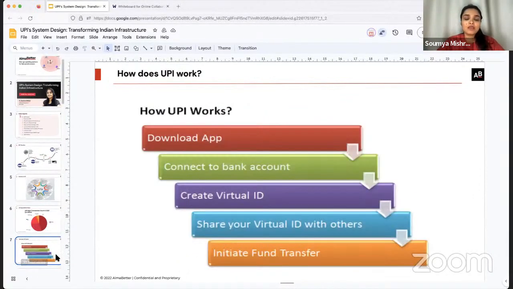Now, how UPI works. I'll briefly go through this. We will quickly cover this point because this isn't anything new. You guys have already done the transfer. You have used the UPI app.